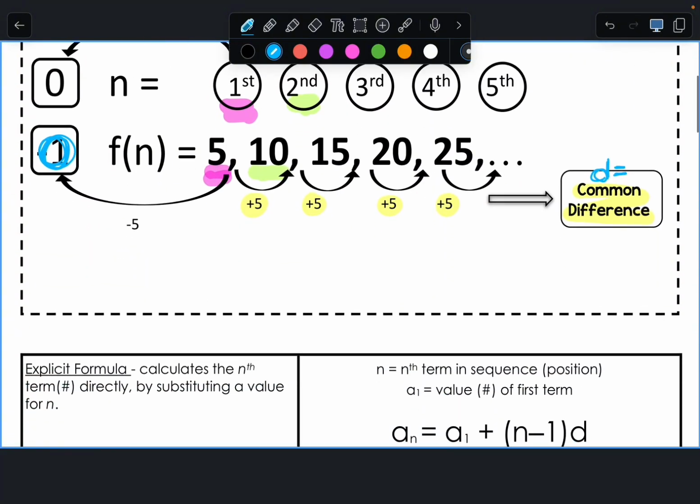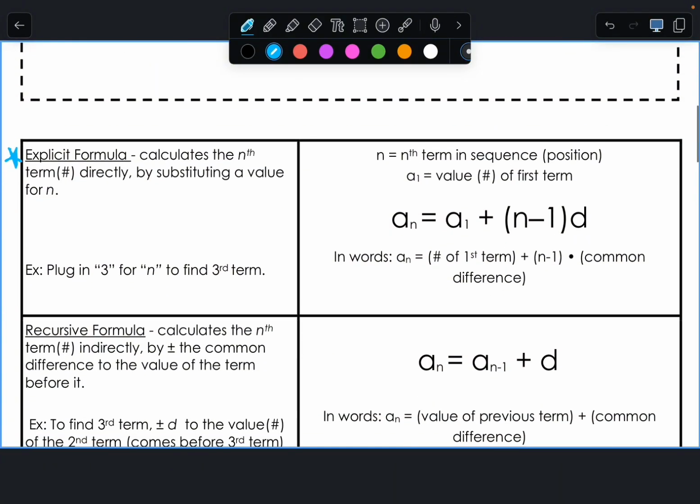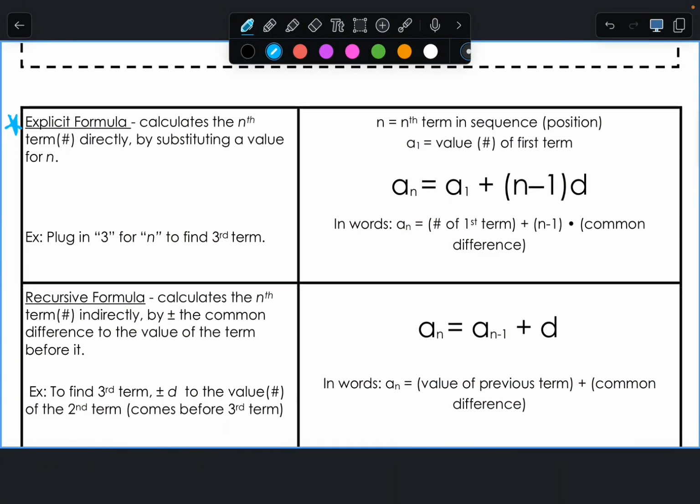Now, with arithmetic and geometric sequences, there's two different ways of writing the formula. I'm going to put a star next to explicit because that's the one that we're going to use. The explicit formula looks intimidating, but it's not. This is the one we're going to use because it's a lot easier to plug numbers into this formula. Okay? Recursive formula, not so much. It's easy to write, but not easy to use to find the 20th term or the 30th term in the pattern, okay? Flip it over to the back.